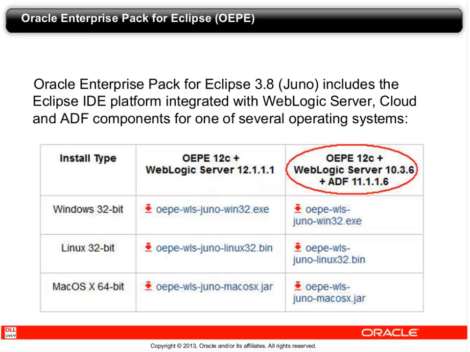So the Oracle by Example tutorial that's the basis for this webcast, in that tutorial you'll find a link to download OEPE, again the Oracle Enterprise Pack for Eclipse. Let me just state that Oracle Enterprise Pack for Eclipse is an Eclipse distribution. In fact, it's Eclipse 3.8, and they all have names. This particular one is called Juno. And that distribution is integrated with WebLogic Server, Cloud, and ADF components, which makes it basically fully functional to do the types of things we want to do today.